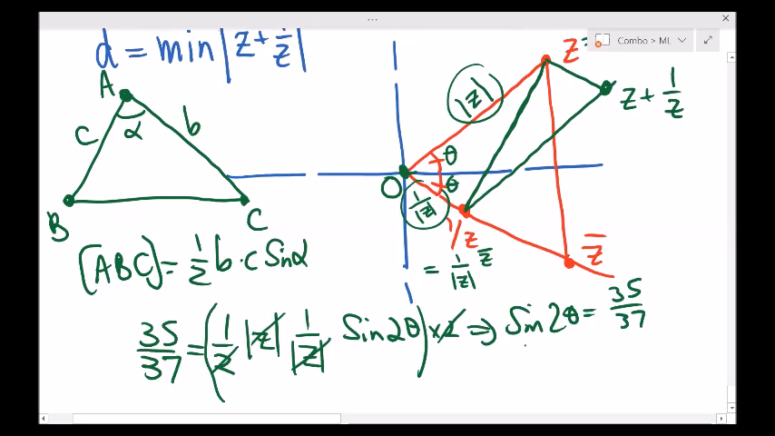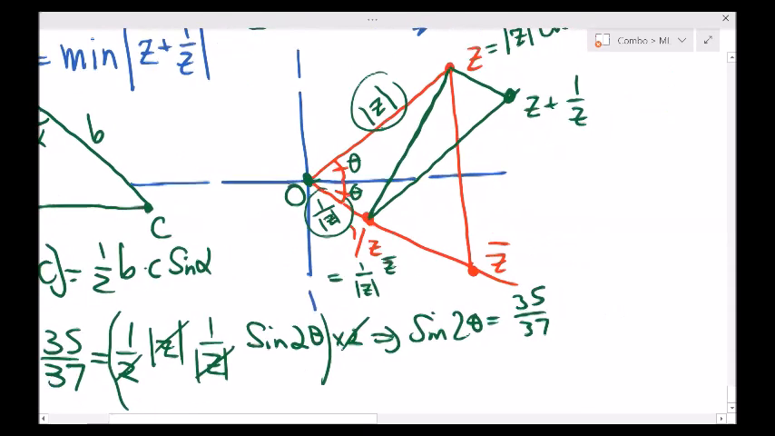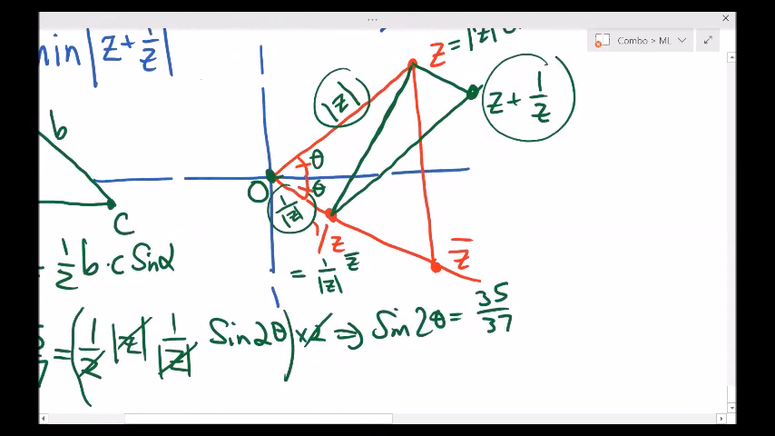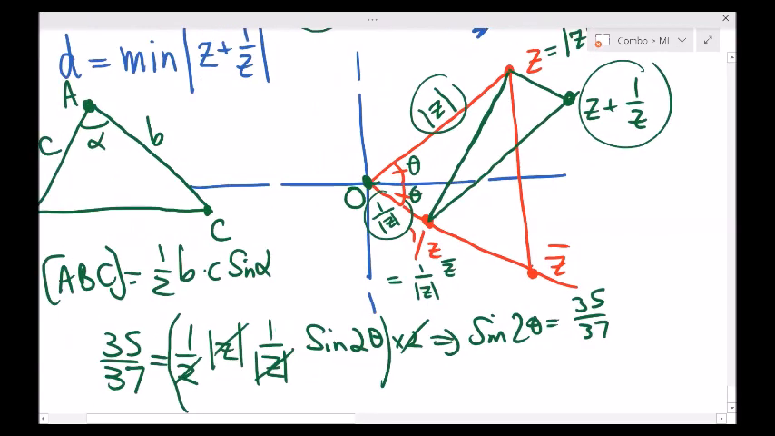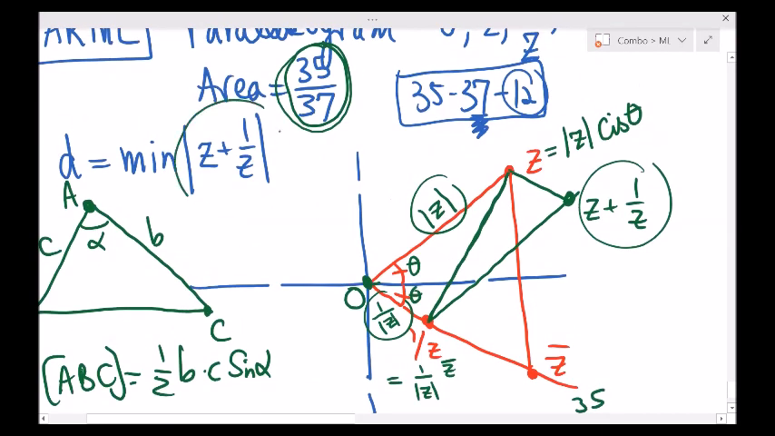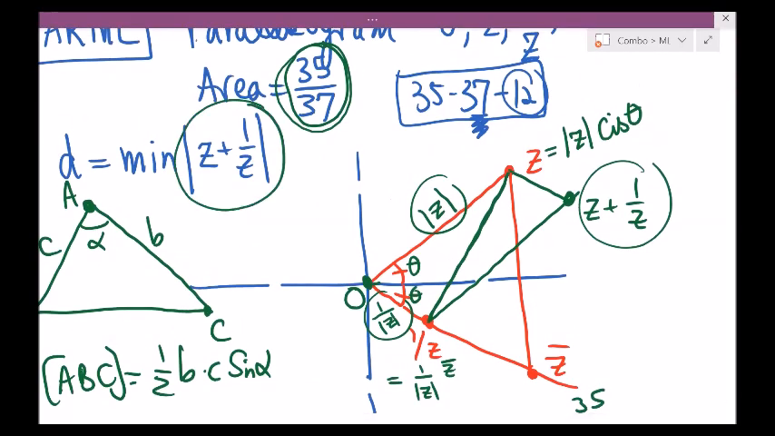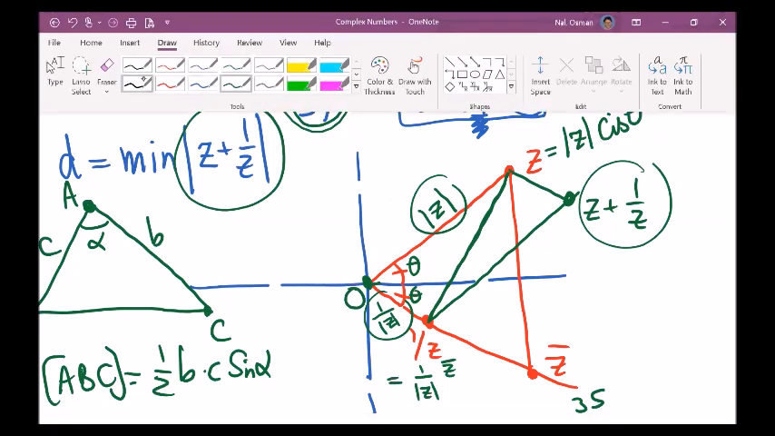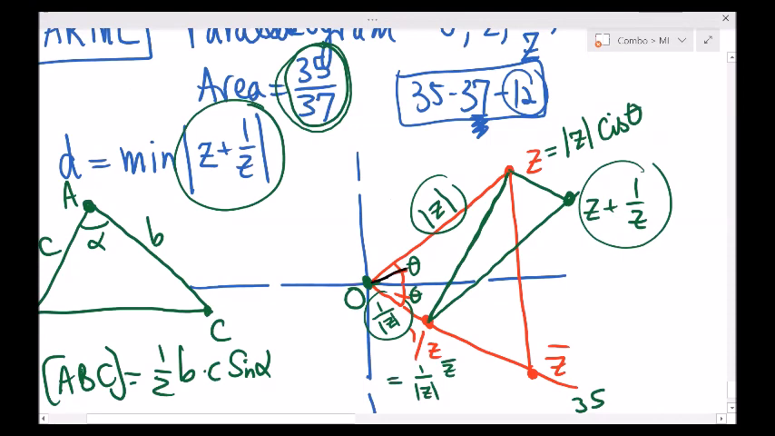But how does this help me establish the location of this monster over there? What can I do now? The question is asking for what? Let's go back to the question. The question is asking for the least magnitude here. So let's draw that magnitude. Okay, there you go. So the magnitude is really this segment over here. So we want to find the minimum distance of this here.